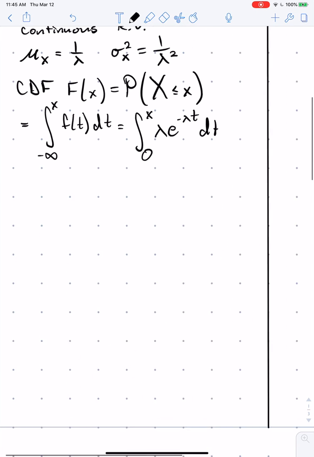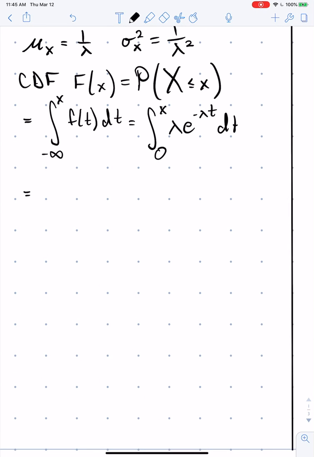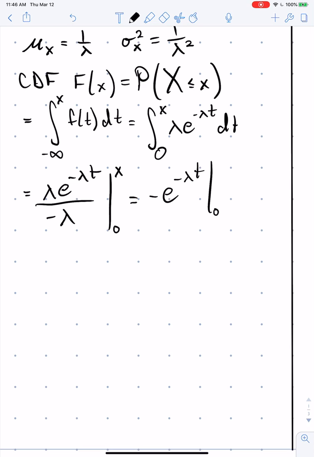Okay, and we can solve this integral. It equals lambda times e to the negative lambda t divided by negative lambda, evaluated from 0 to x, which is equal to negative e to the negative lambda t, evaluated from 0 to x, which is equal to negative e to the negative lambda x minus negative e to the negative lambda times 0.